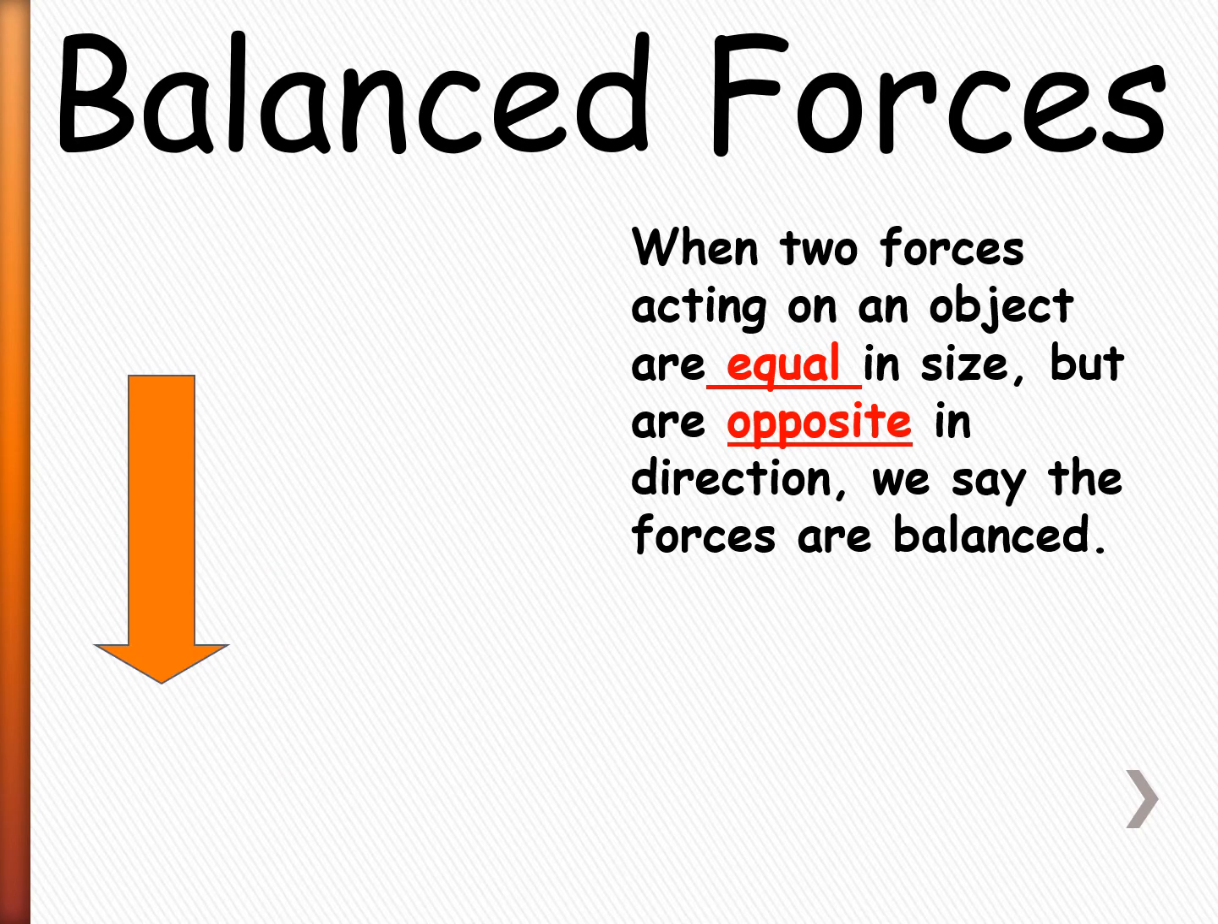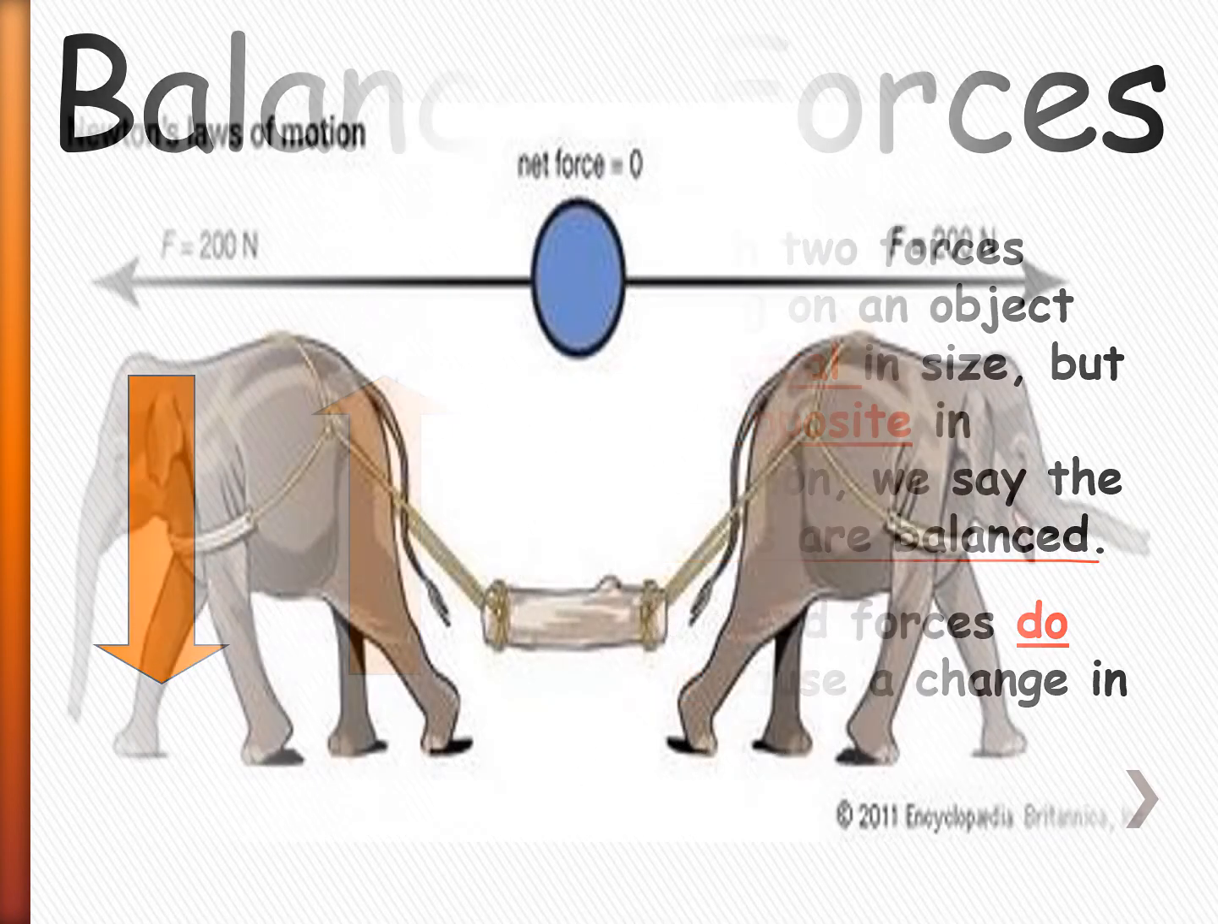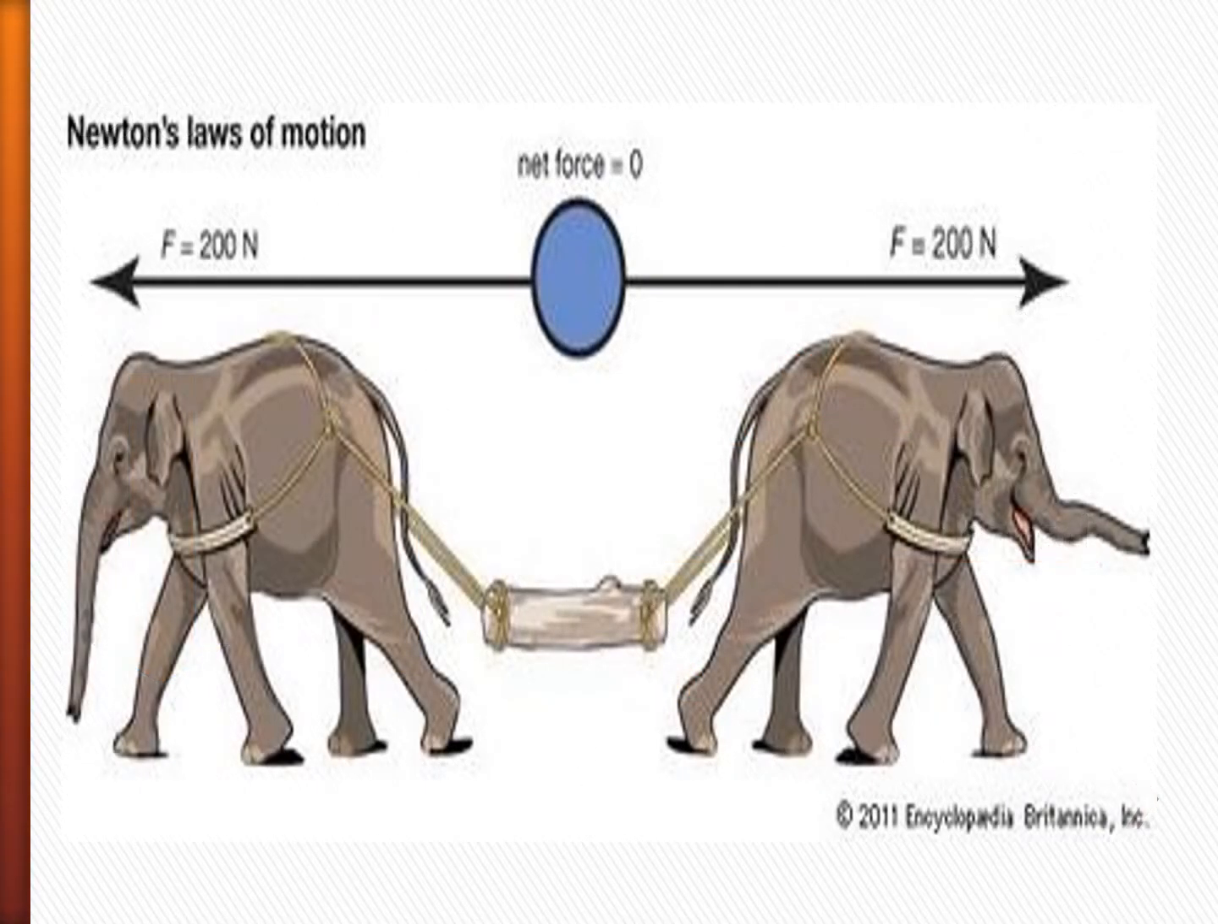Balanced forces. When two forces acting on an object are equal in size but opposite in direction, we say the forces are balanced. Balanced forces do not cause a change in motion. Just like this one. This illustration shows balanced forces. The elephants pulling each other will not move in any direction because they are exerting the same amount of force.